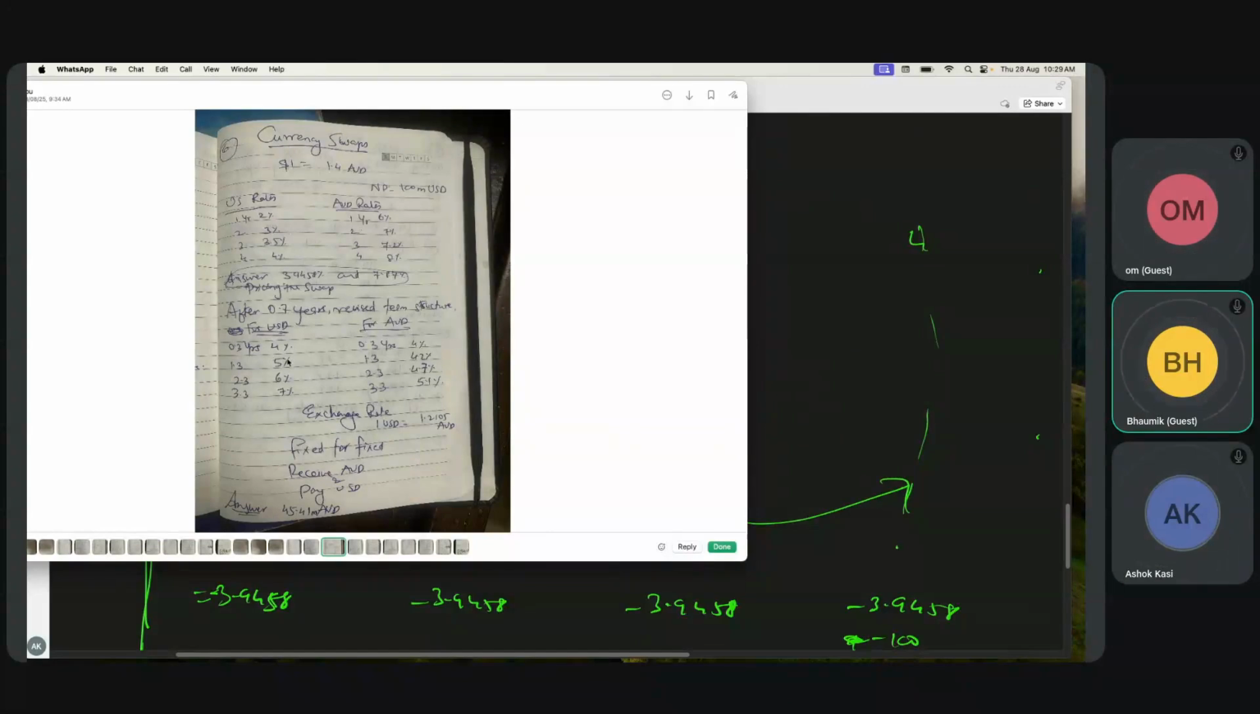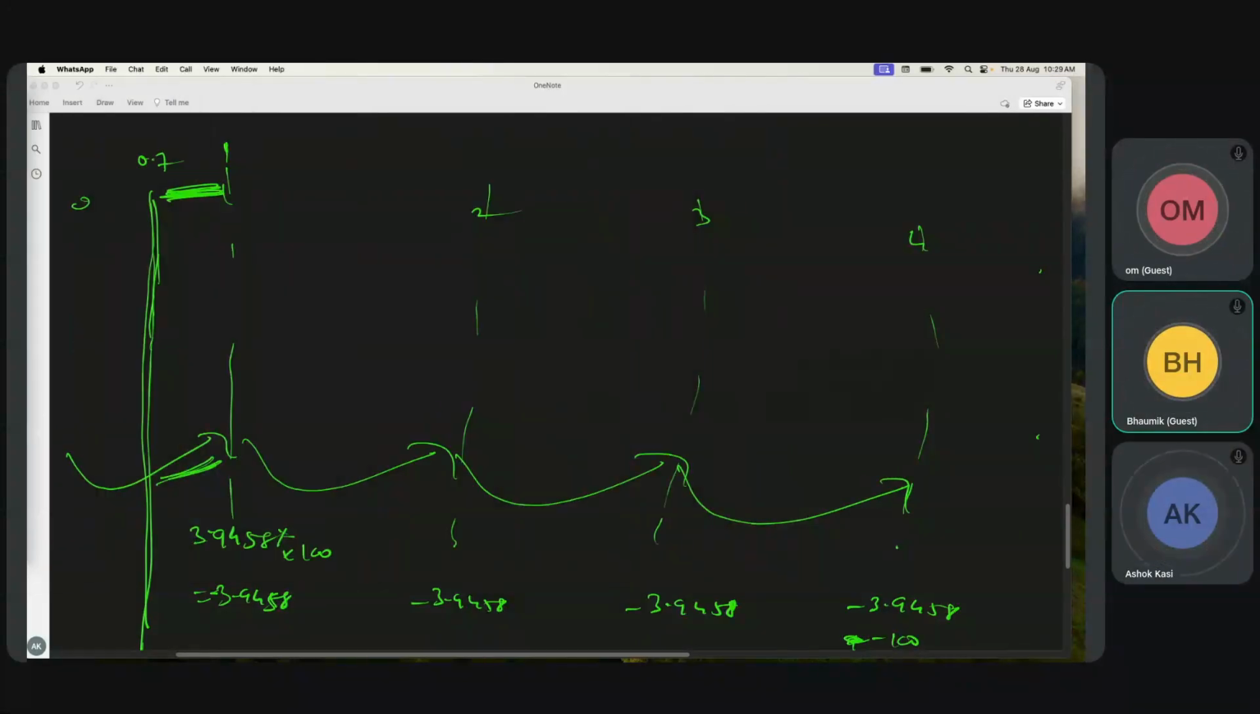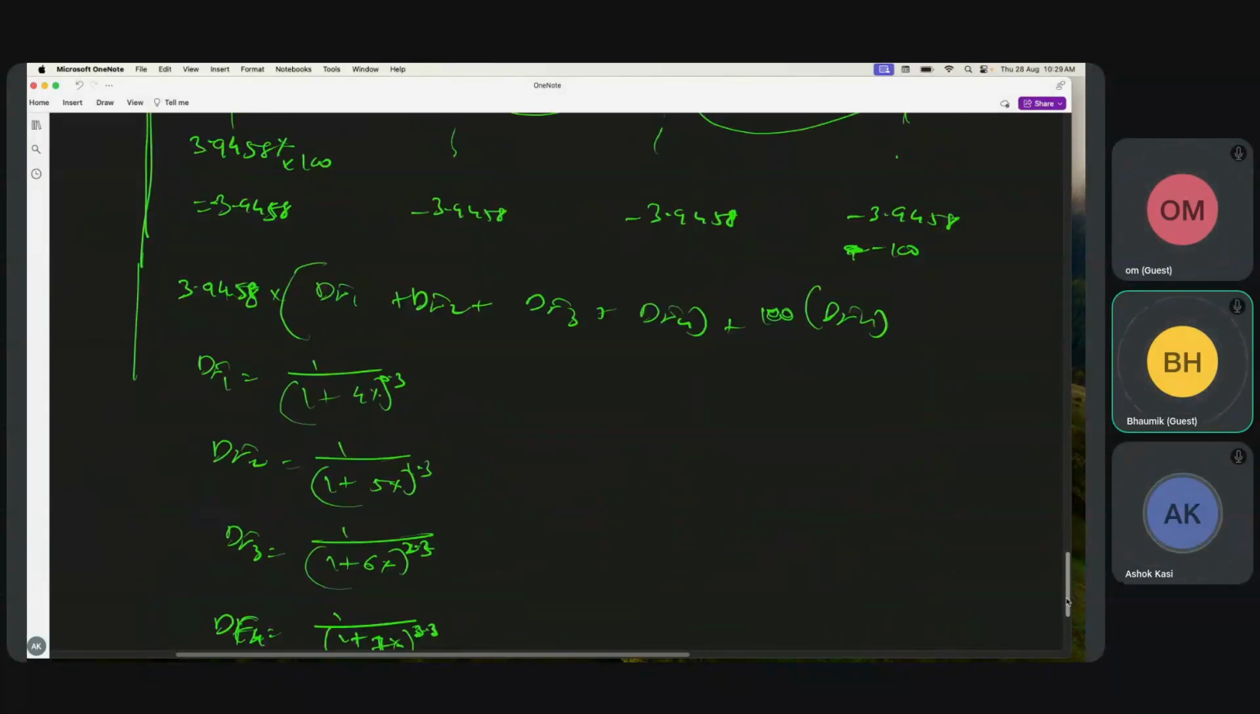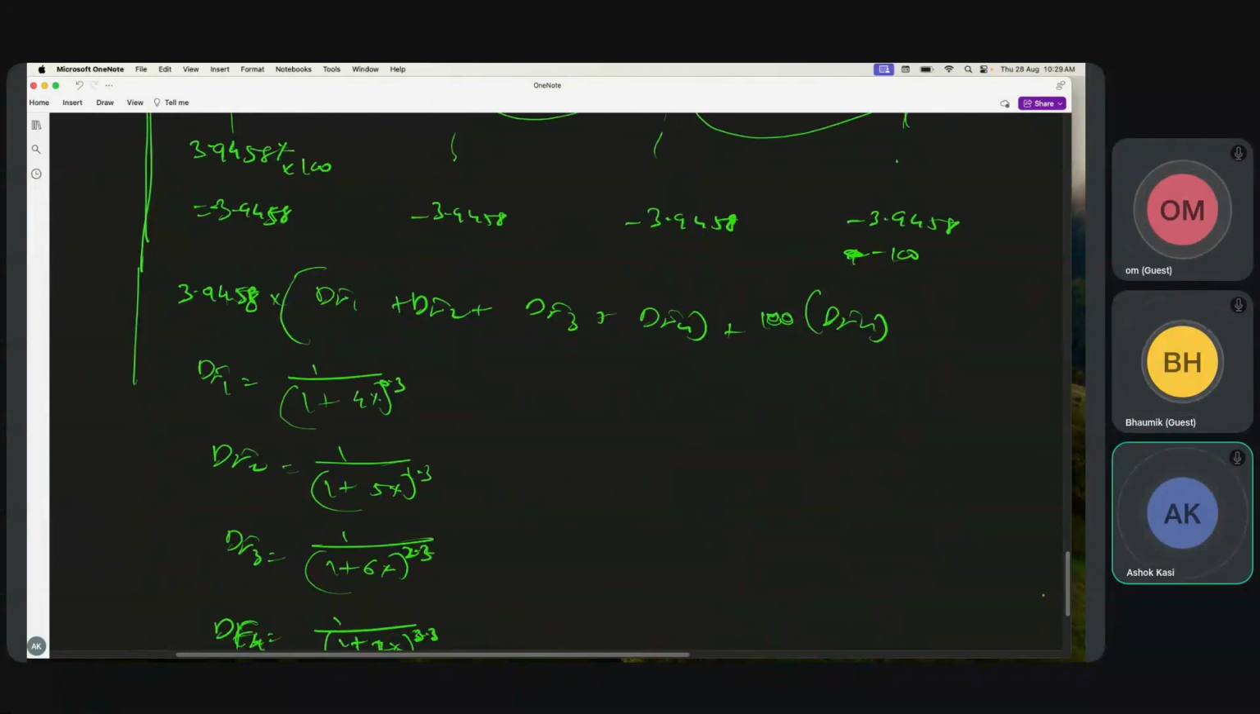Not clear? Yes, sir, clear. It is the same way only, just that the product is currency swaps. If you just rely on this one, it will be difficult for you. You have to re-practice again and again. But once you do it, it will really take the fear out of your mind. It is actually very easy. Okay, just calculate all this.